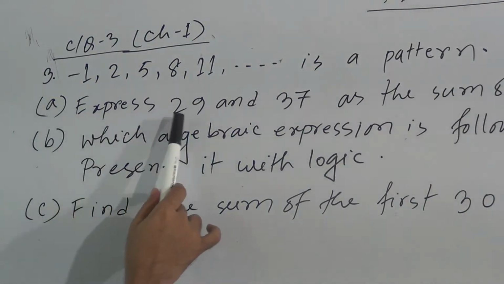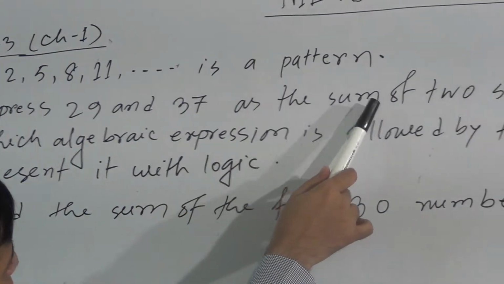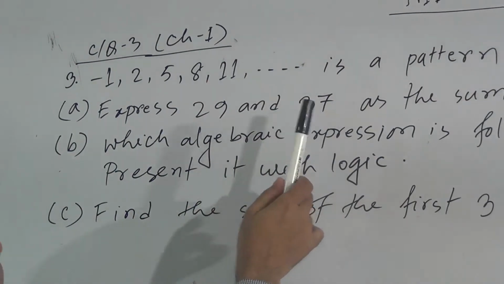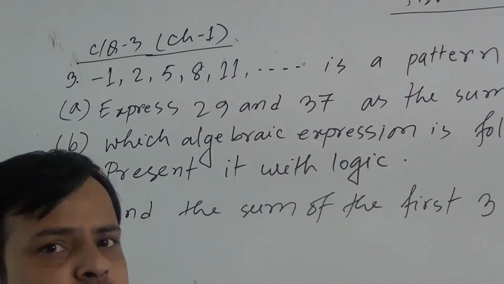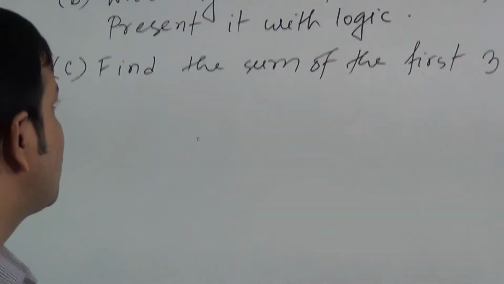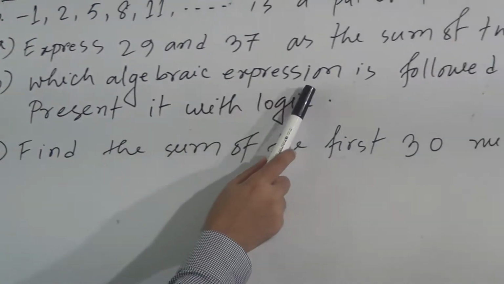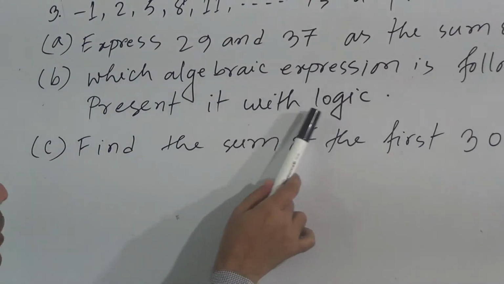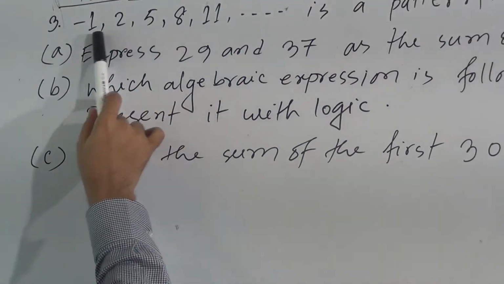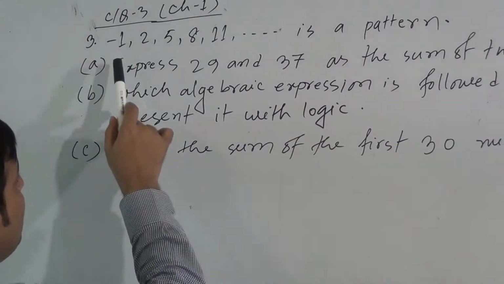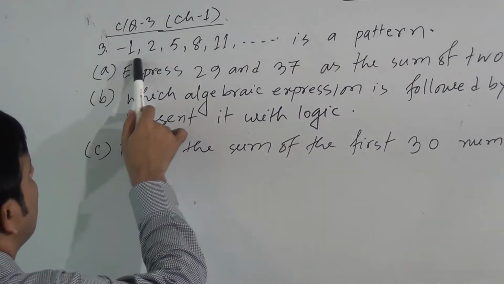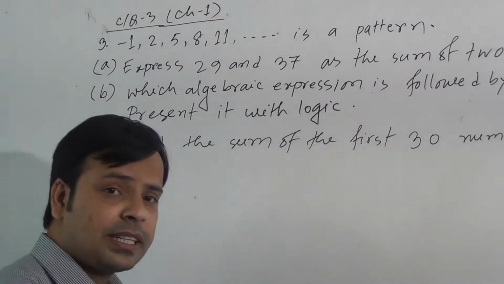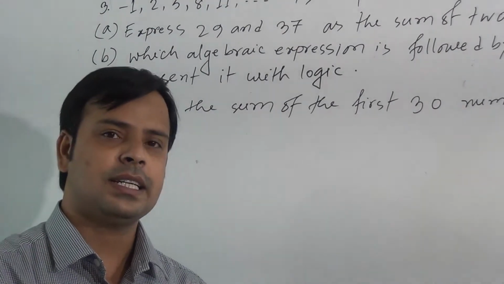First question, express 29 and 37 as the sum of 2 squares. Here 2 numbers are given, 29 and 37. We have to express these numbers as the sum of 2 squares. Now question B. Which algebraic expression is followed by the pattern? Present it with logic. It means which algebraic expression, not equation, will be followed by this pattern, and we have to write that algebraic expression and present it with logic.